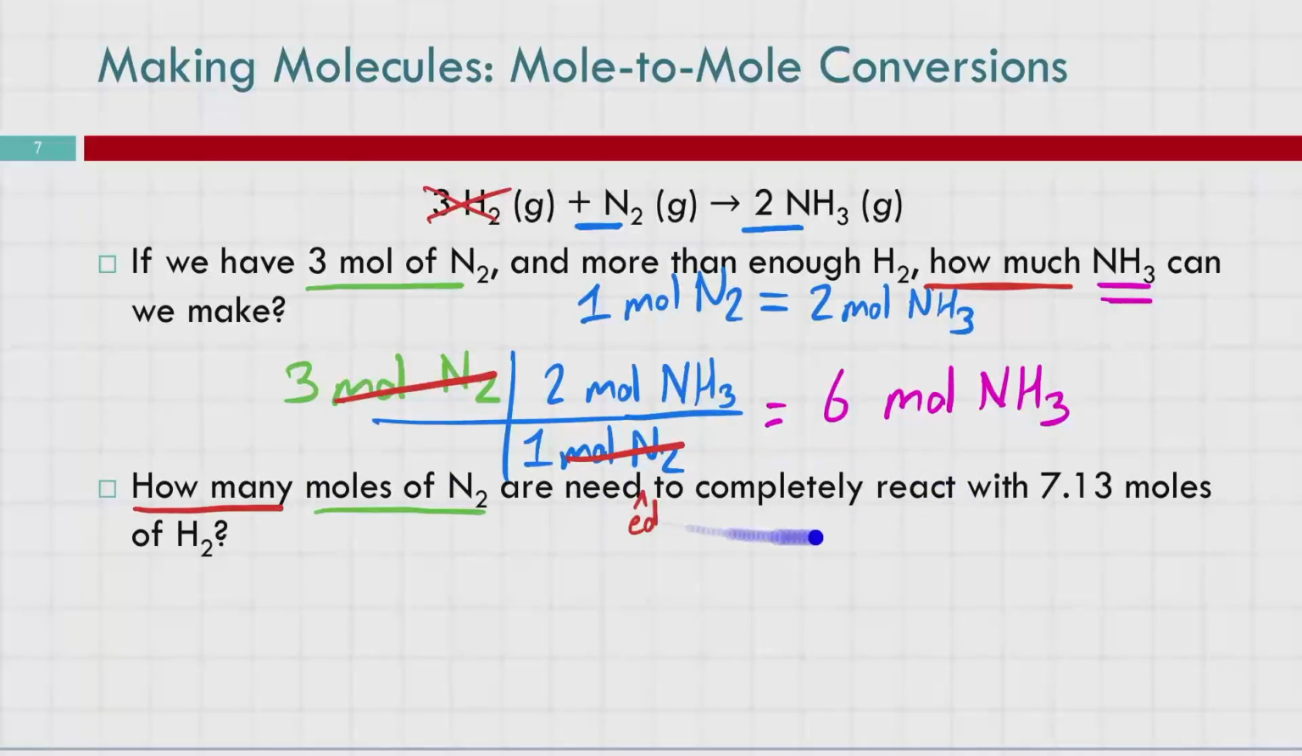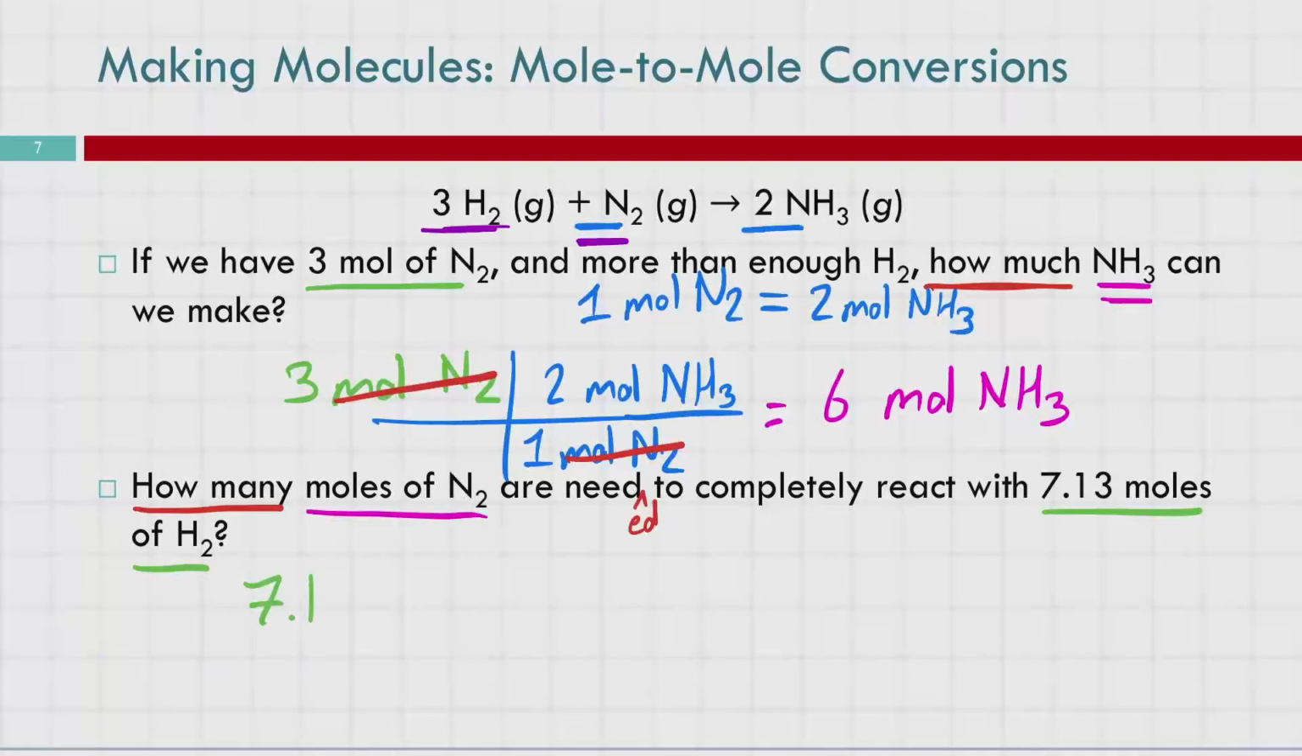The words here, completely react, means that all of our H2 and N2 will get used up. Those are our 2 inputs. Now we care about the H2, so I'll uncover that. So the 2 things that we care about are the N2 and the H2. And I underlined in the wrong color. Switch that. Moles of N2 is what we're finding. We were also given that we have 7.13 moles of H2.